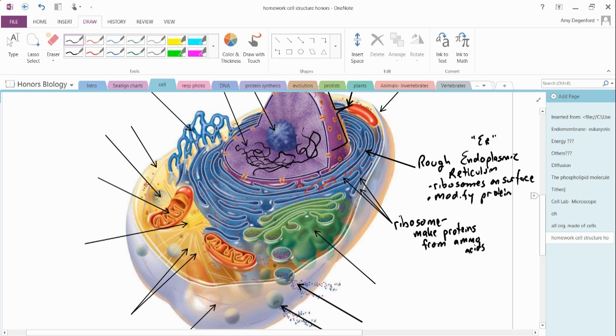go to the next step, we're going to go to this green structure, and it does look annoyingly similar, but the green structure, which is called the Golgi apparatus or Golgi body, either one is acceptable.